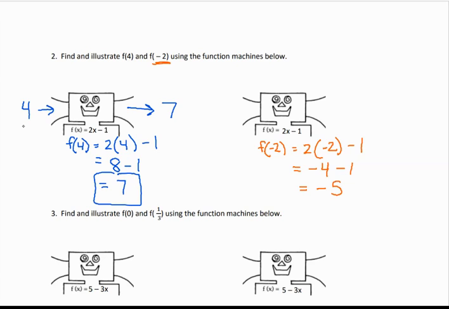Great job. Here's what I want you to do as your answer. You either circle that, or even better, write that f of negative 2 equals negative 5. That's your answer.